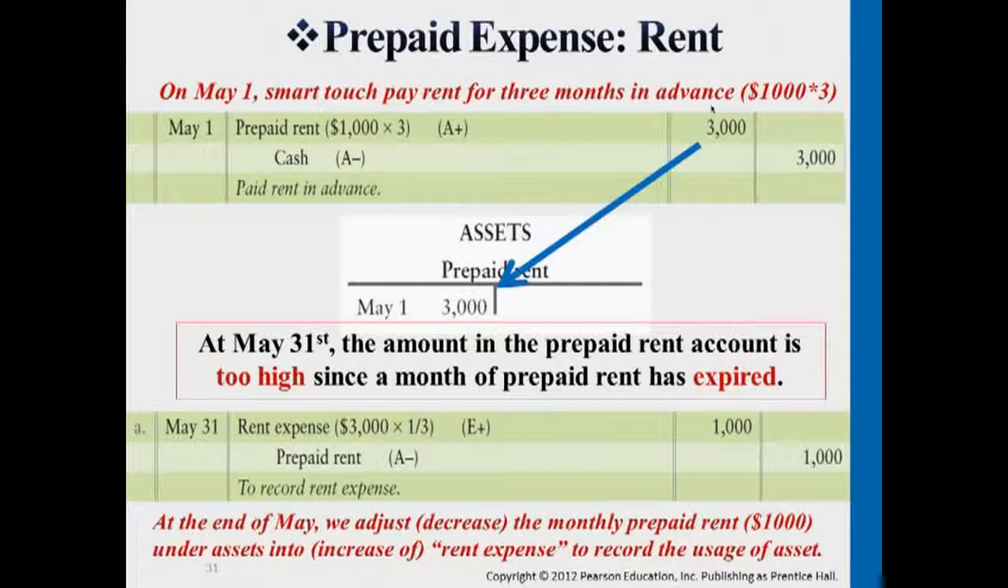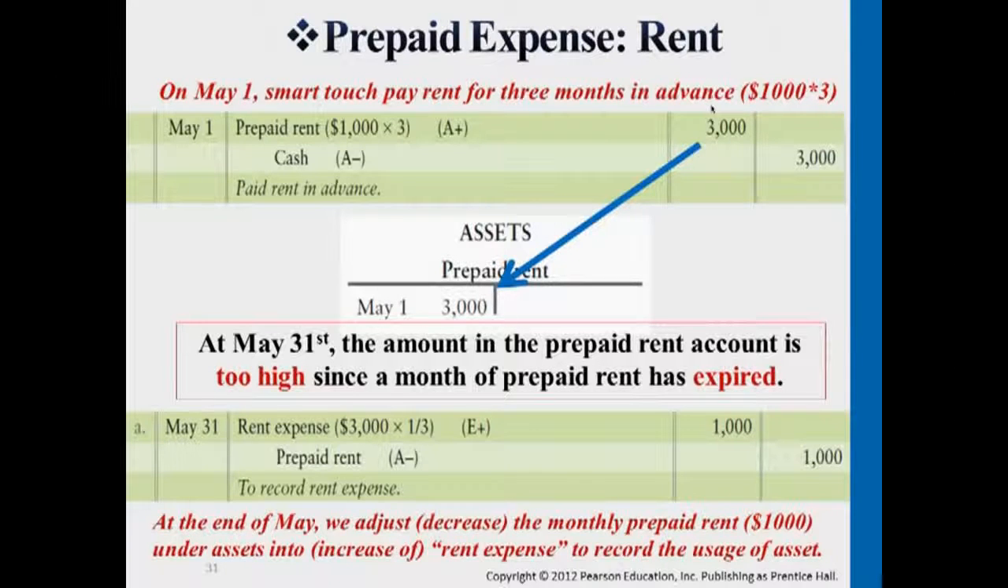Now in the middle, you'll see a prepaid rent T account there. After we do this transaction, what would happen to that T account? Would it still look like that? What would happen? What would it look like then? First of all, prepaid rent, again, is an asset account. Asset rule would be debit increase, credit decrease, right?